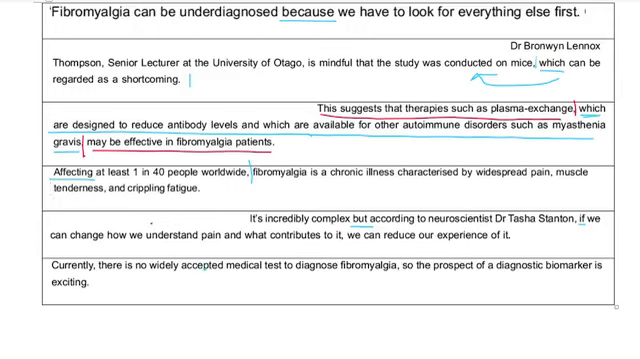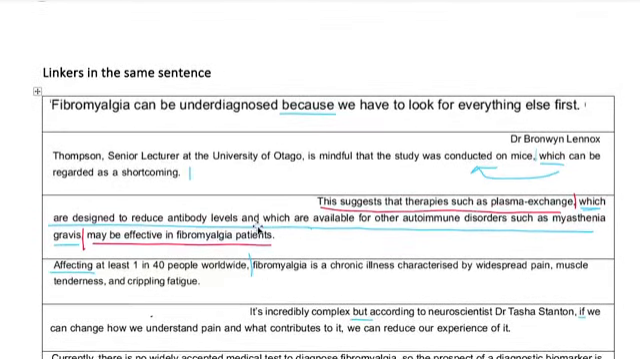Currently, there is no widely accepted medical test to diagnose fibromyalgia. So the prospect of a diagnostic biomarker is exciting. So think about what we're saying there. If I asked you a question, why are people excited about the prospect of a diagnostic biomarker? Well, it's because there's no widely accepted medical test to diagnose fibromyalgia. So it's really important that we understand how ideas are connected in OET. Now, all of these are examples of linkers inside the same sentence.